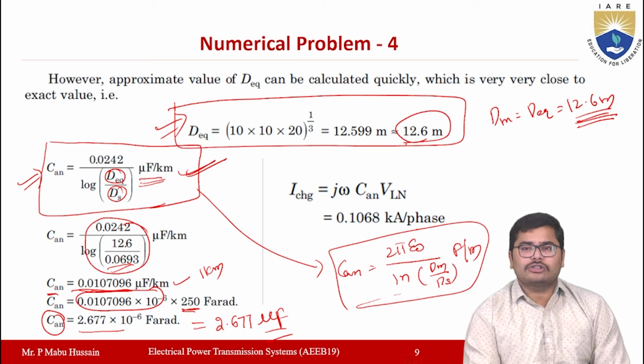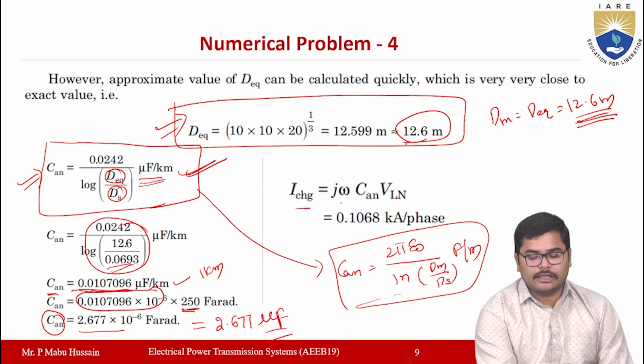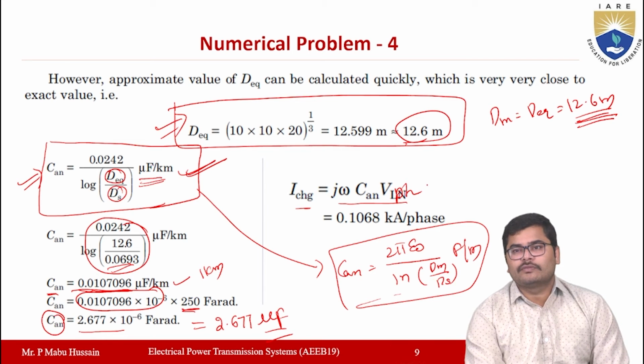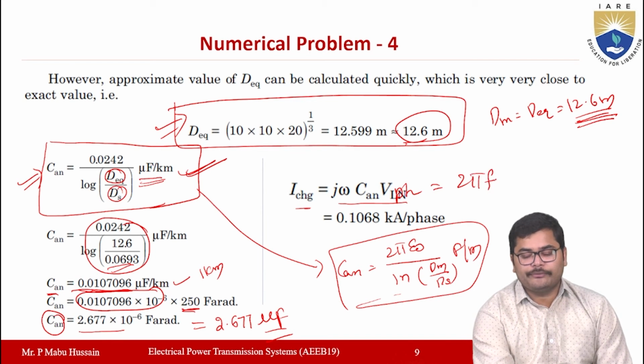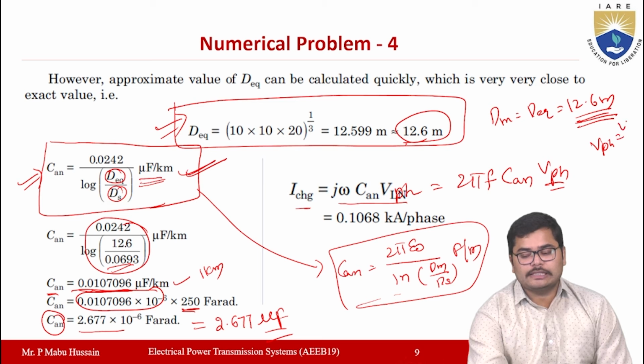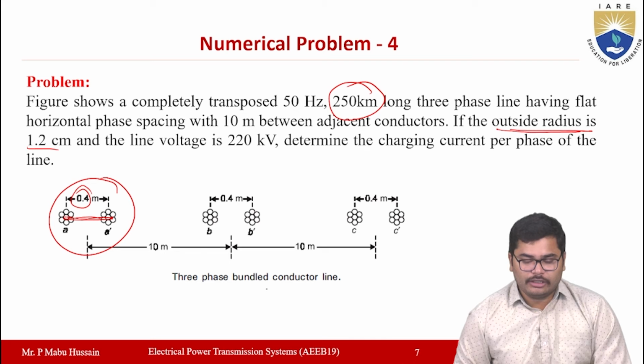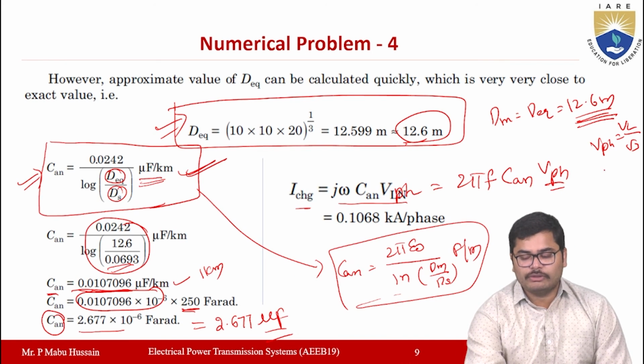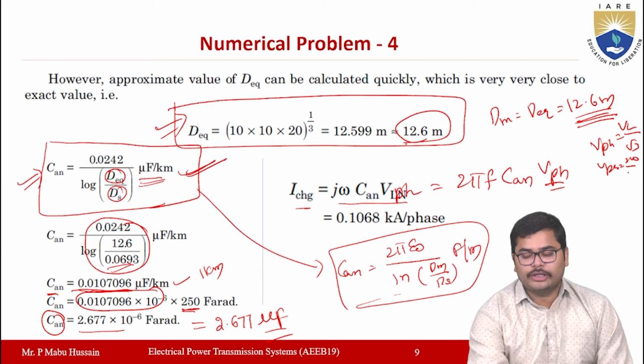Okay, and they also asked to find out the charging current. The charging current expression is omega into C_an into V_LN. V_LN is nothing but V phase. This is equal to 2 pi f into C_an into V phase. And the value of V phase, how you can determine? This V phase is equal to V_L by root 3. In the problem itself, they gave 220 kilovolts, which is the line voltage. So V phase will be equal to 220 by root 3 in kilovolts.